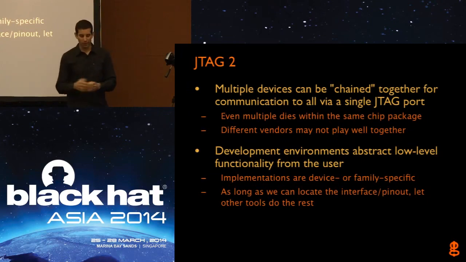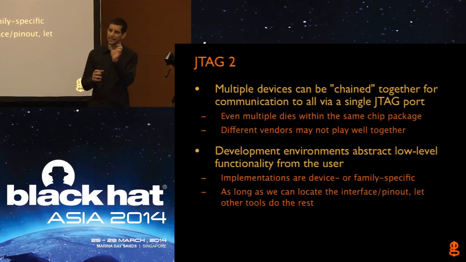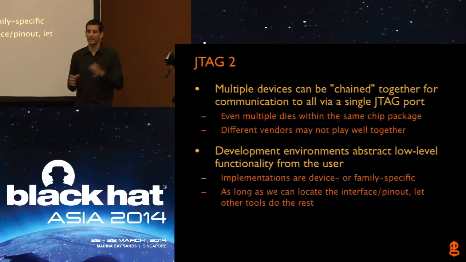So now you look at a board and there might be two dies inside of a single package and you don't know that there's 2. But if you do a JTAG scan, you'll say, hey, wait a second, there's 2 devices there. And you can communicate with both of them. So it just makes it easy. You don't need to have multiple connections for multiple devices on the board.